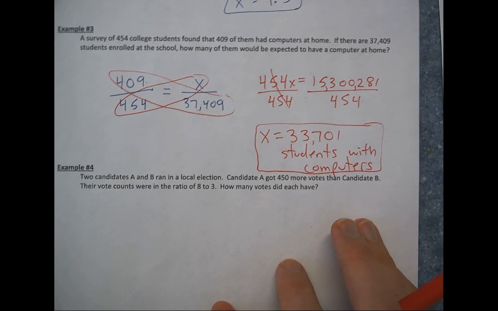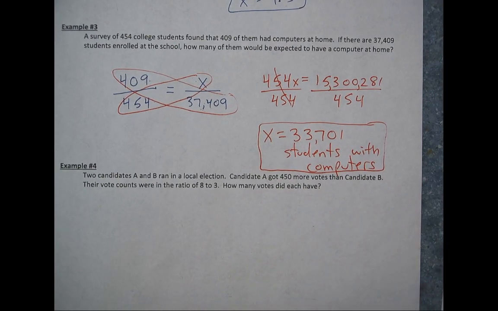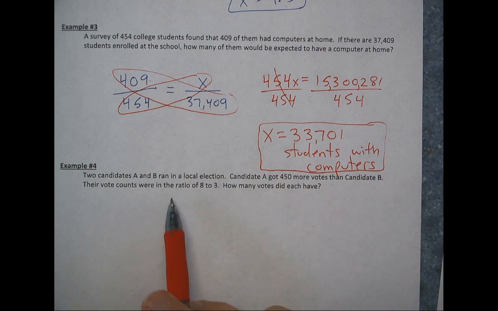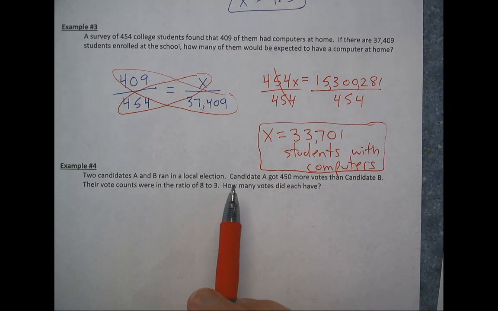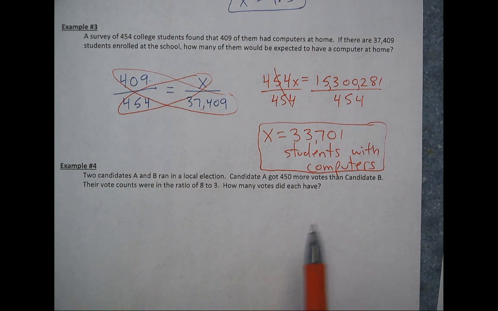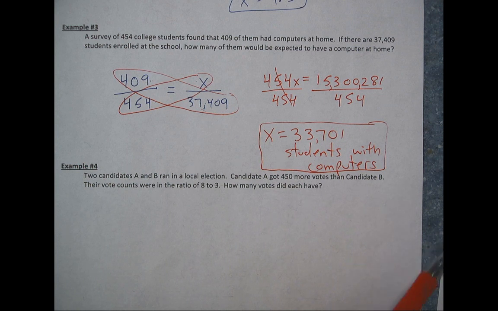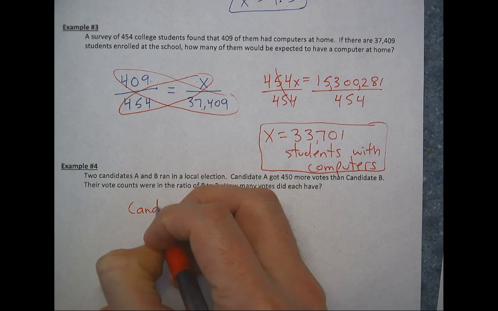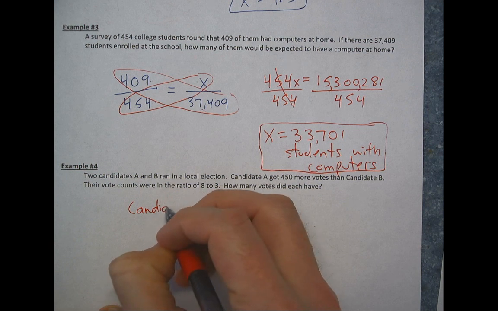All right, last one. Example number 4. So 2 candidates, we're going to call them A and B, ran in a local election. Candidate A got 450 more votes than candidate B. Their vote counts were in the ratio of 8 to 3. How many votes did each have? So we don't know exactly how much either one has. So we need to come up with some kind of expression to represent them.